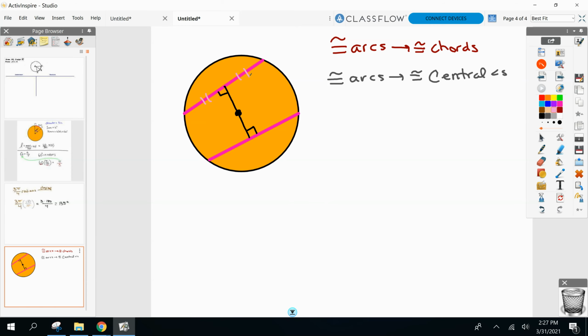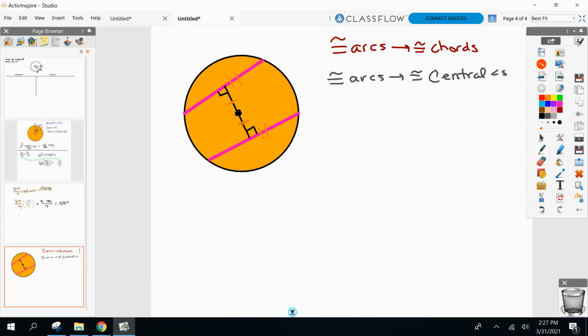Let me keep going and adding on some pieces here. Let's say I know the chords are congruent. Both chords here are congruent. That means they're equidistant from the center. Two chords that are congruent are equidistant away from the center, so I would know both these pieces are equal. A lot of theorems there from our fourth day.